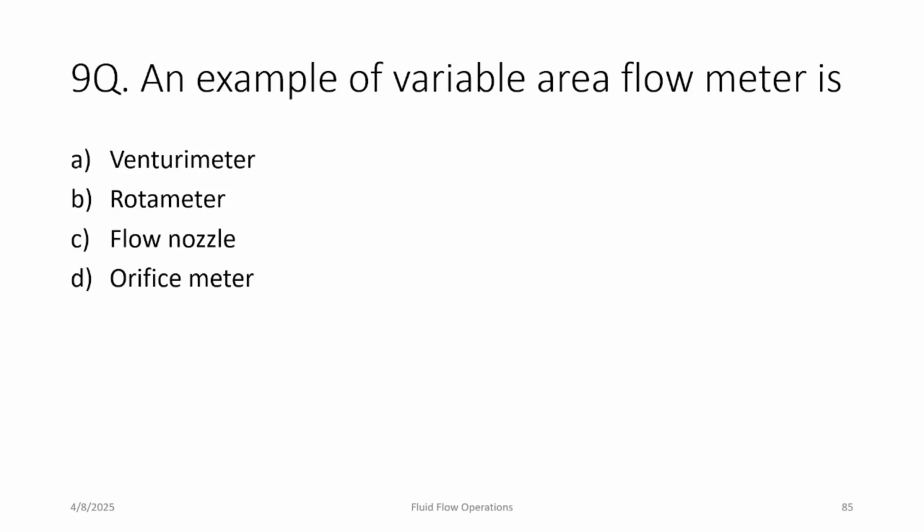So coming to the ninth question, an example of variable area flow meter is: option A, venturimeter, option B, rotameter, option C, flow nozzle, option D, orifice meter. So which of these is a variable area flow meter? It is rotameter, right? Option B.